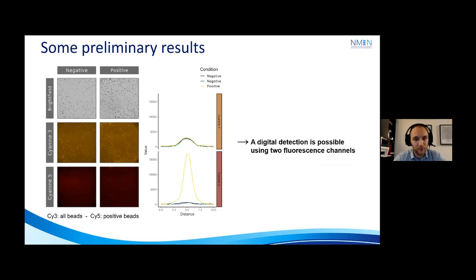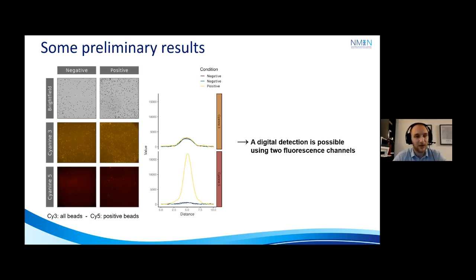So here I'm presenting some preliminary results about the detection method. On the left, you can see images of beads under the microscope. The top row, sorry, is bright field. The middle row is Cyanin-3, a fluorescent channel I'm using to detect all beads, so it's the same as the bright field. And the bottom row is Cyanin-5, the channel in which I'm detecting my positive beads only.